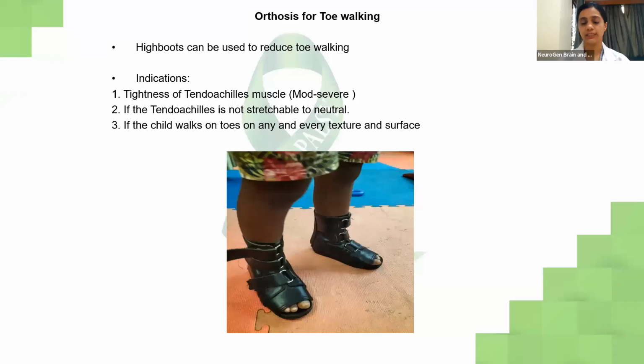Now, even if you do all of this and you examine that the child has moderate to severe tightness in the TA muscle, then it is advised to give high boots, which will reduce toe walking. The indications are tightness of the tendo Achilles muscle, the TA not being stretchable up to neutral, and the child walking on toes on any and every texture and surface.